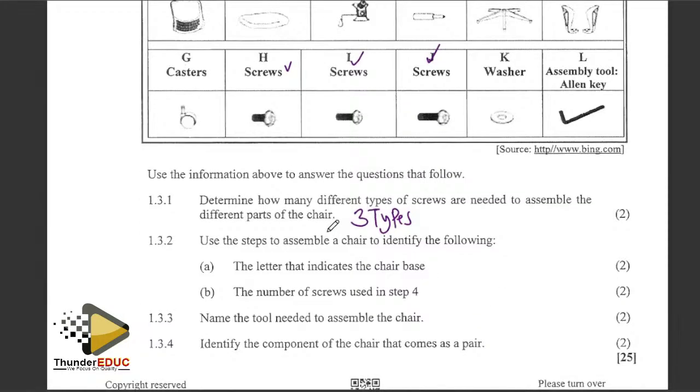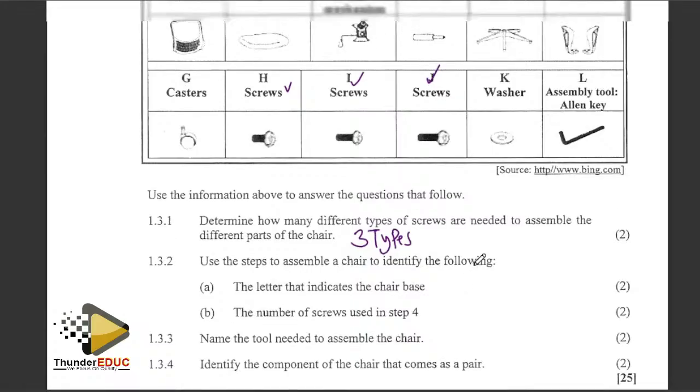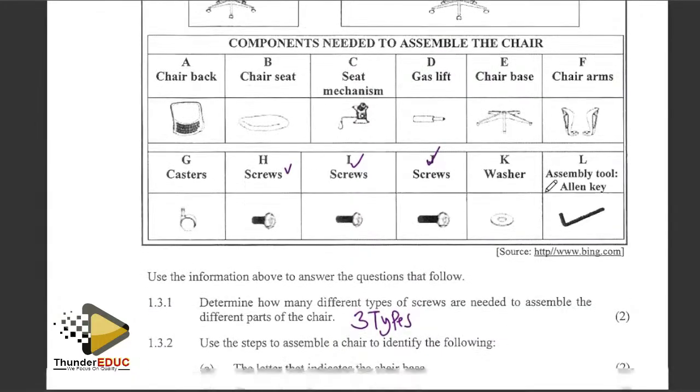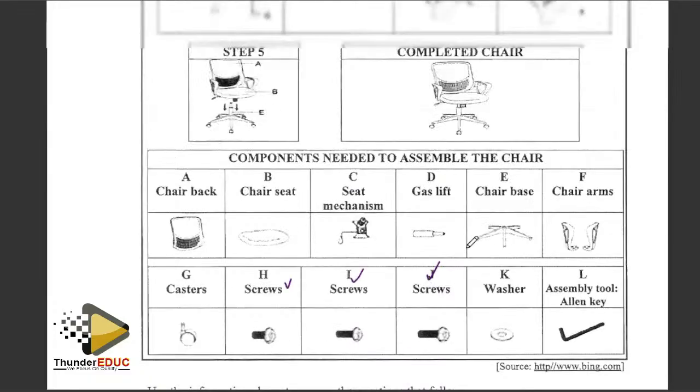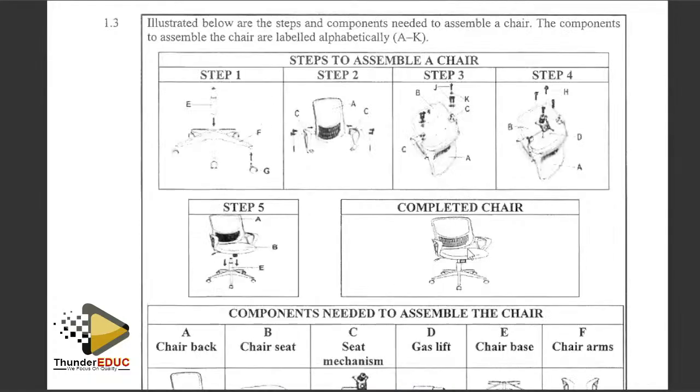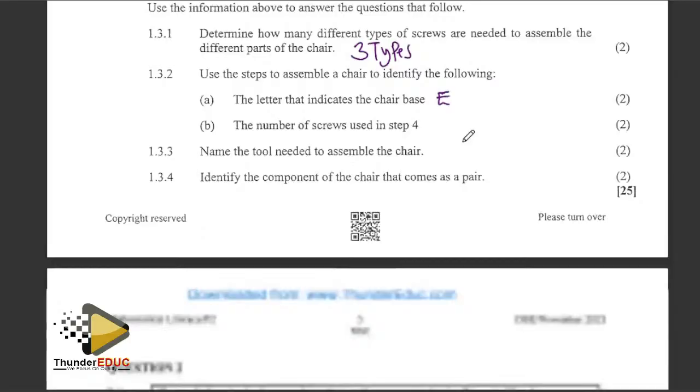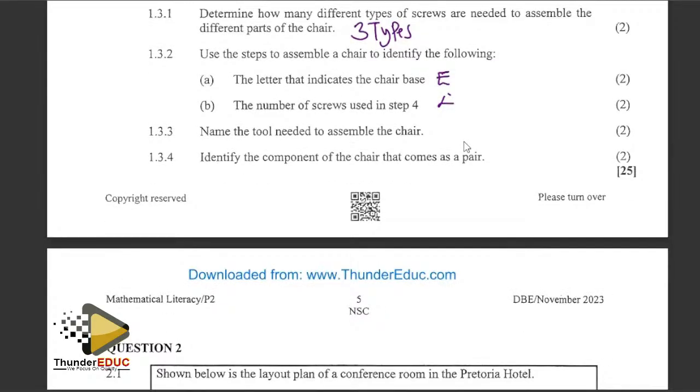Use the steps to assemble the chair to identify the following. The letter that indicates the chair base. This is the chair base. So it's going to be letter E. The number of screws used in step 4. This is step 4. And the screws, you can only see H. And there are 4 of them. So we shall say 4 for screws.